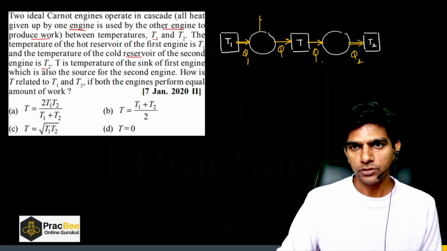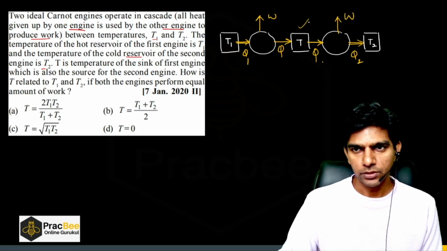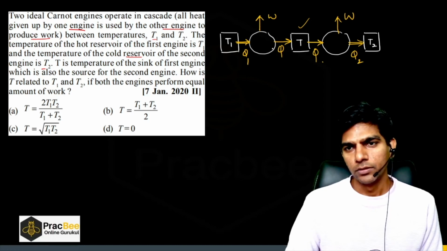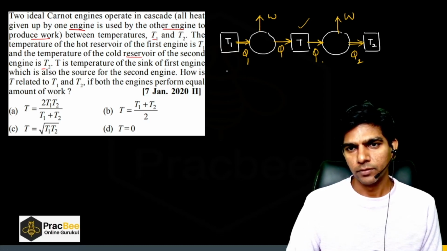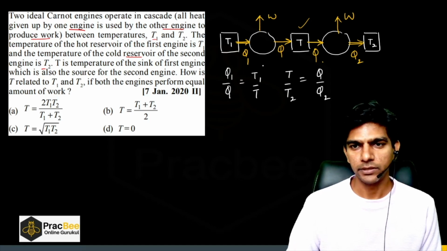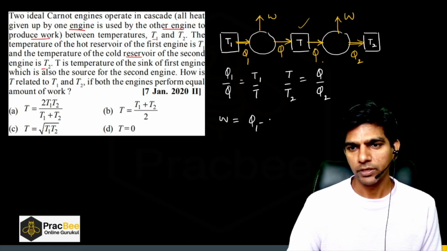In doing that, the first engine does the work, say W, and the second engine also does the same work, W. Now we have to find the temperature of this third reservoir, which is in the middle, and how T is related to T1 and T2. Both the engines perform equal amount of work, right? As per the definition of Carnot engine, Q1 by Q for the first engine will be T1 by T. And T by T2 for the second engine will be Q by Q2, right? Now the work done of the first engine will be Q1 minus Q, and similarly the work done for the second engine will be Q minus Q2, right?